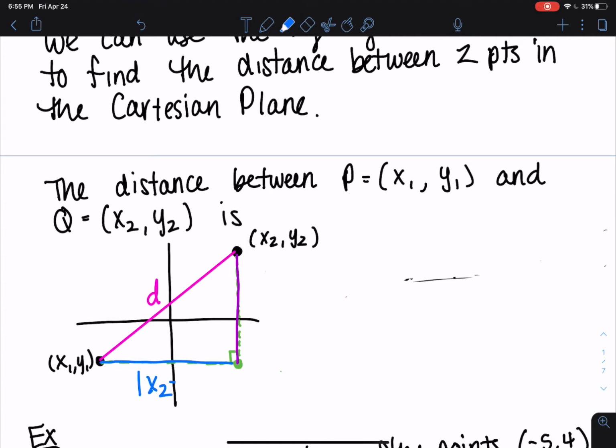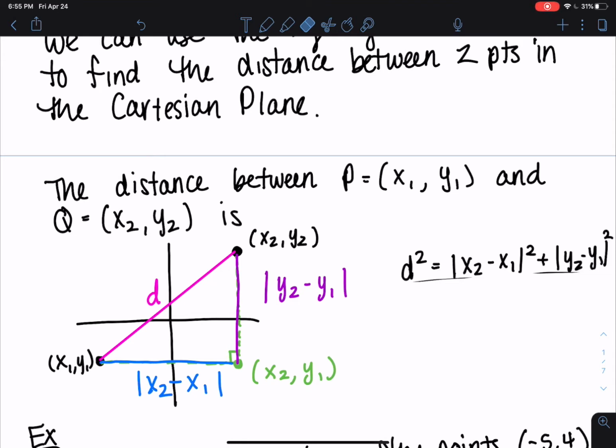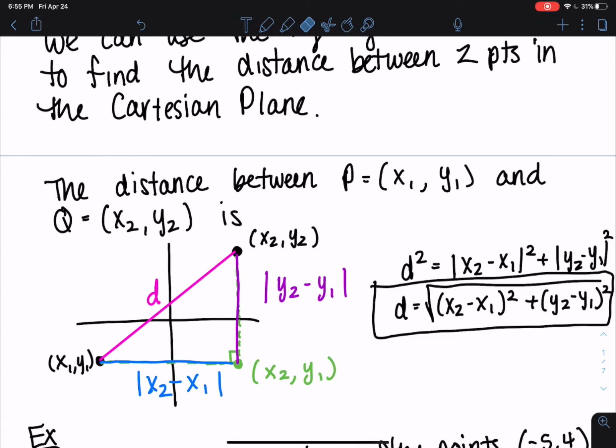Well, as you move over here, the y direction doesn't change. And as you move down, the x direction doesn't change. So this point would be x2, y1. So this leg is going to be the difference in our x values, and this one is the difference in our y values. So our Pythagorean theorem tells us that our distance squared is the one side squared plus the other. Taking a square root, we get our distance formula.